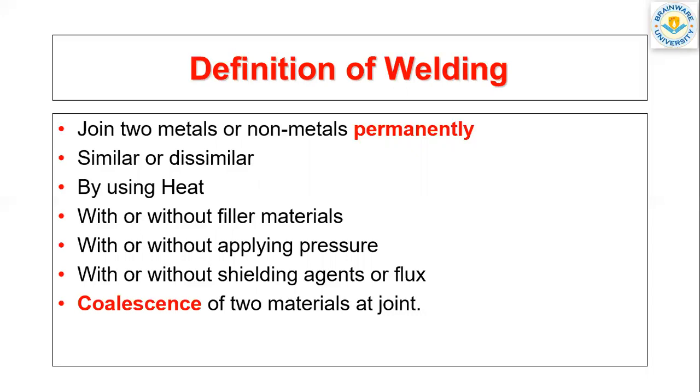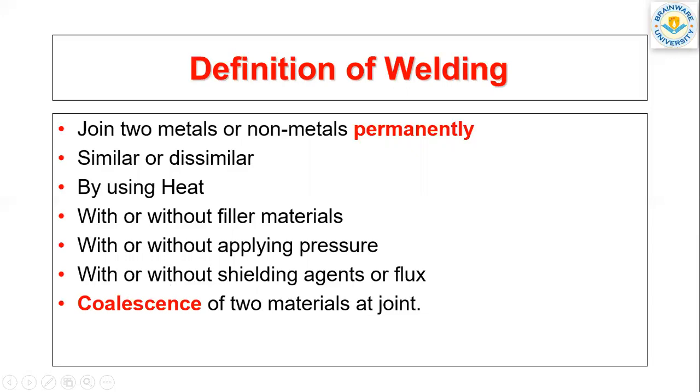Okay, another important term, that is the coalescence of two metals at the joint. That means there will be similarity between the materials of the joint and the base metals. And this is represented by this word, that is coalescence.